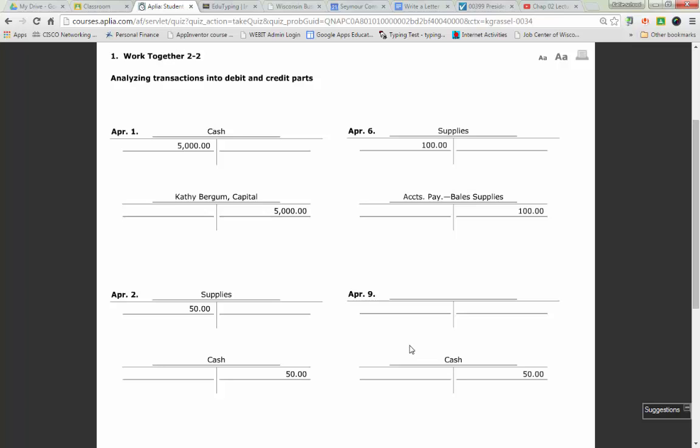Jory, what's my other account for April 9th? Accounts payable, Bale Supply. Now, accounts payable, Bale Supply is what type of an account? What is its normal balance? Do we owe accounts payable, Bale Supply less money or more money because of this transaction? So we are going to debit or credit that account. Thank you.